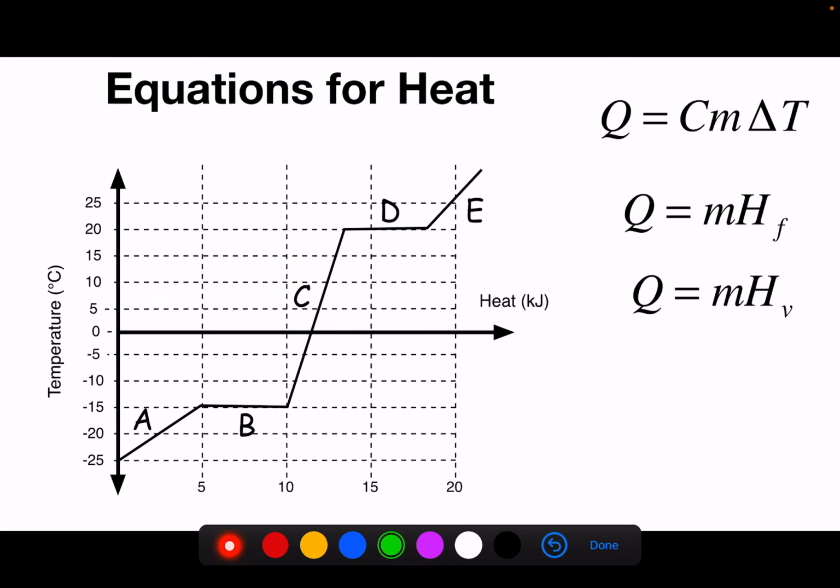Okay, so when you're looking at our equations, our first formula would work for regions A, C, and E. They're the phases where we're changing temperature, where we are rising in temperature as we add heat. The other 2 are for the plateaus. So the heat of fusion would go for the melting, and the heat of vaporization would be for the boiling plateau.